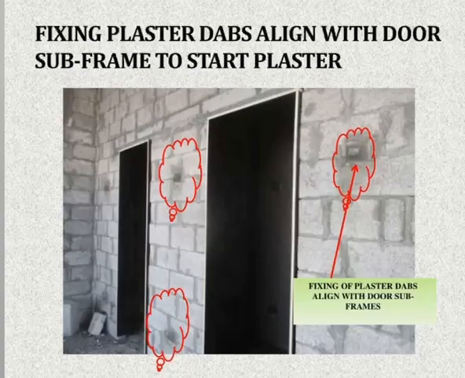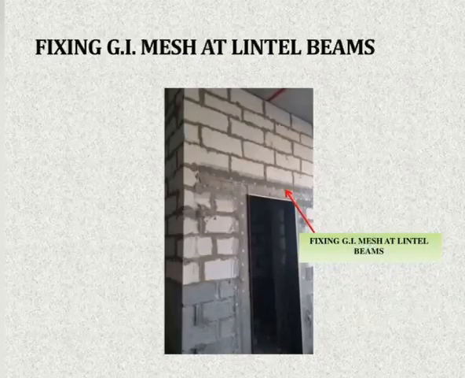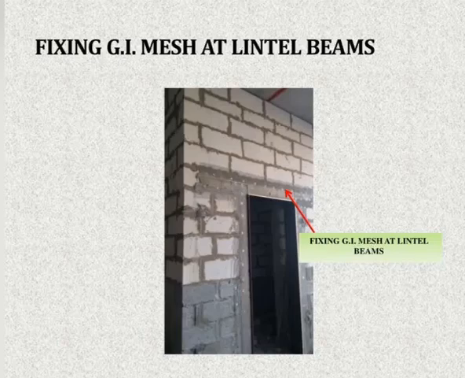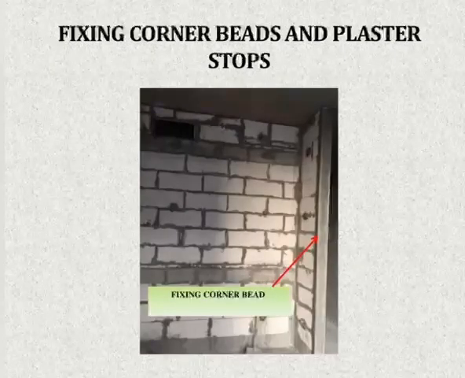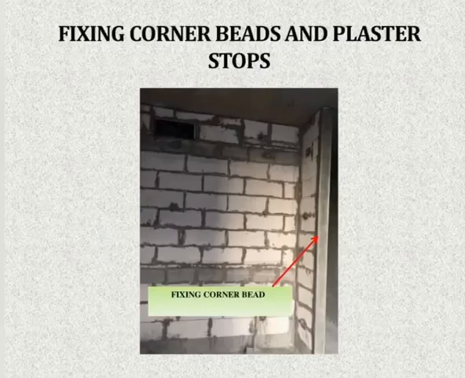So now this is the plaster preparation. We have fixed the plaster dabs. As you can see here, these are aligned with the door frames and they are aligned horizontally and vertically. This is our reference for the plaster. Here you can see we have fixed a GI mesh on the GI lintel, the concrete lintel and the block work. Here this is a GI mesh between the concrete columns and the block work. Here we have fixed the corner beads and the plaster stops.